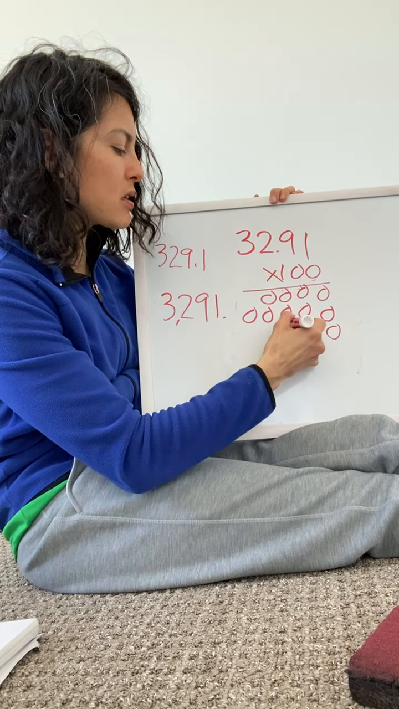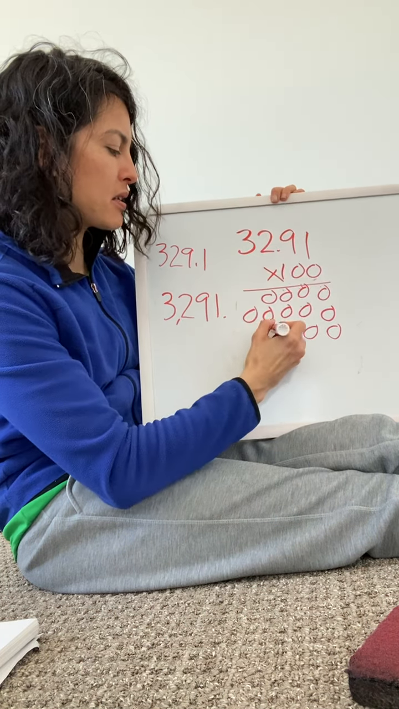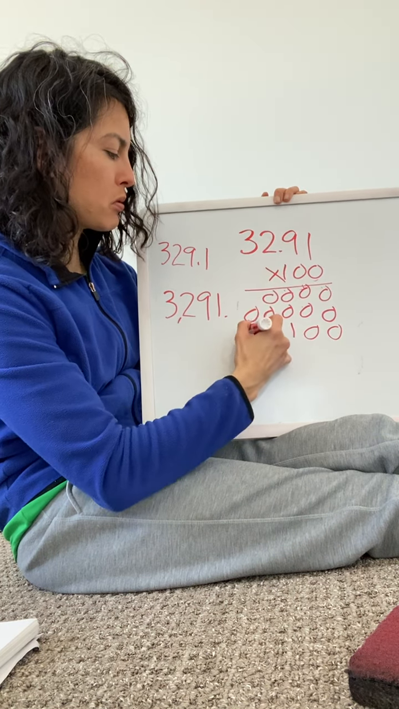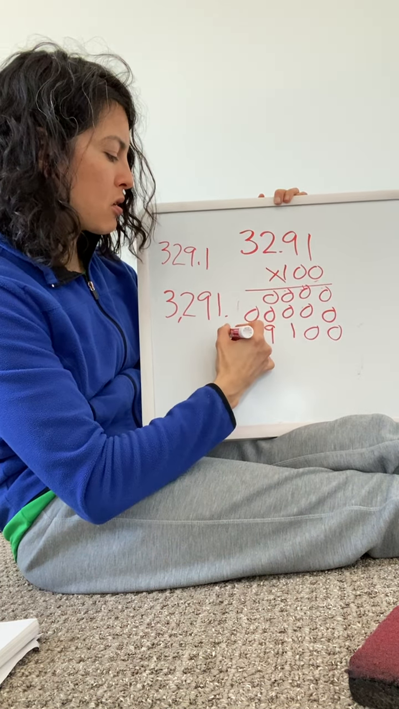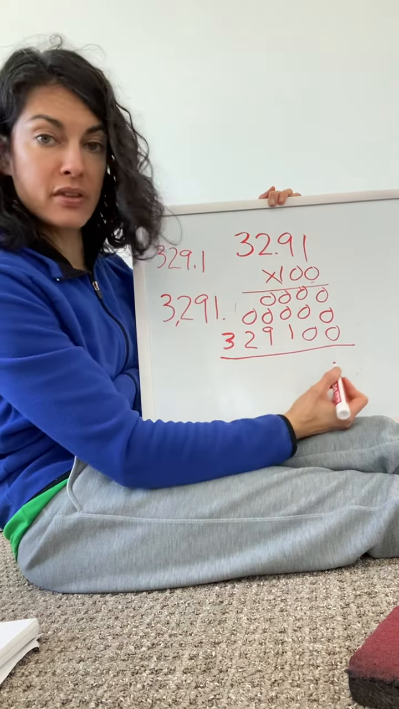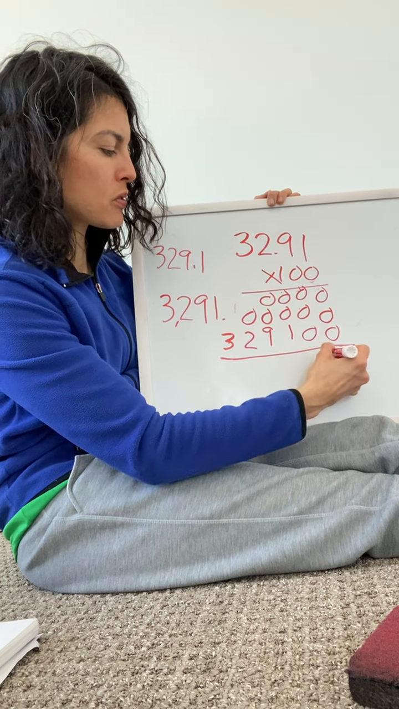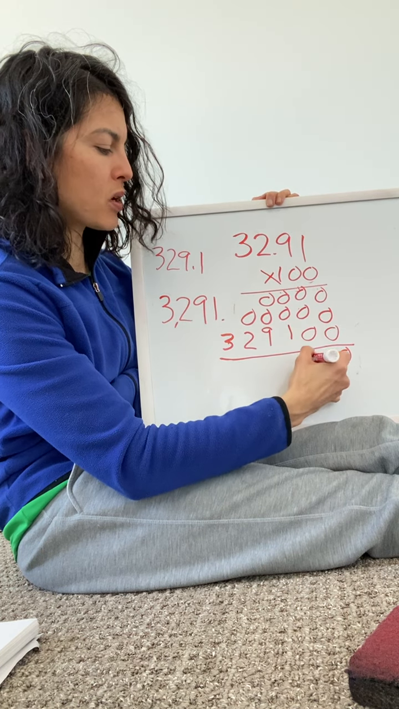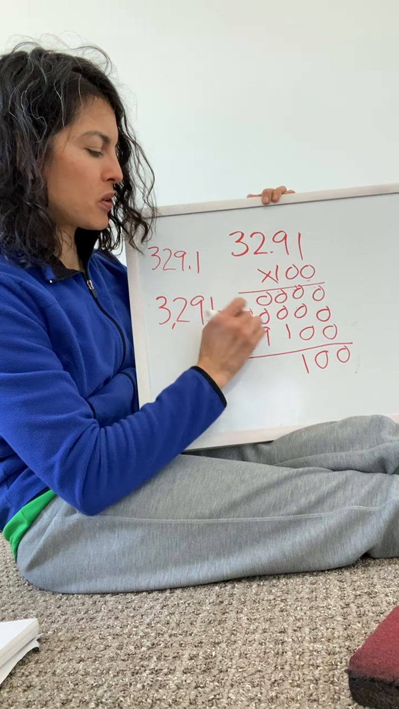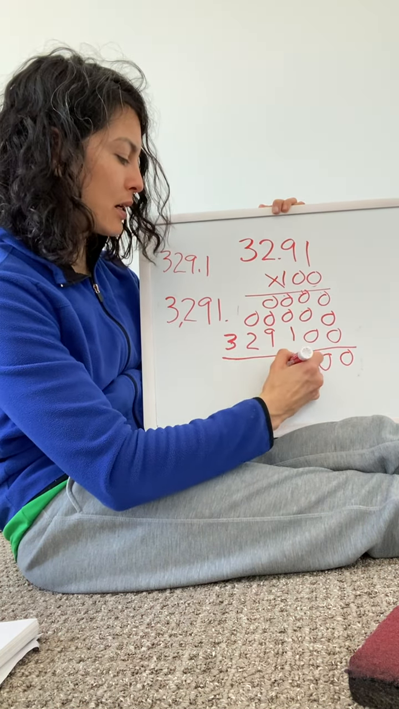1 times 1 is 1. 1 times 9 is 9. 1 times 2, 2. 1 times 3, 3. Let's add everything. All zeros. All zeros. 0 plus 0 plus 1 is 1. 0 plus 0 plus 9, 9.